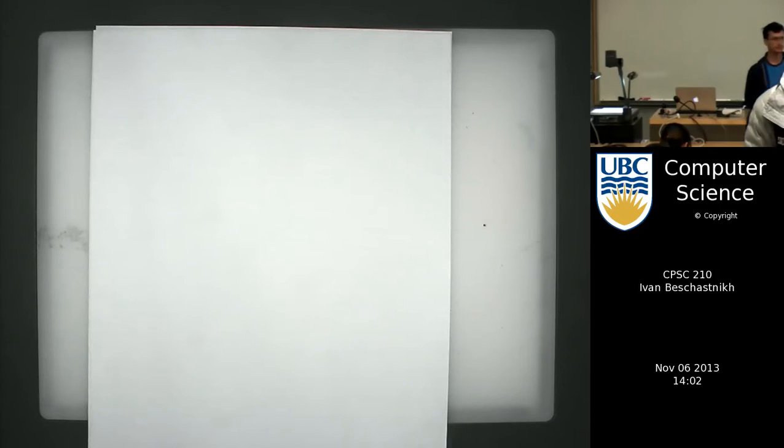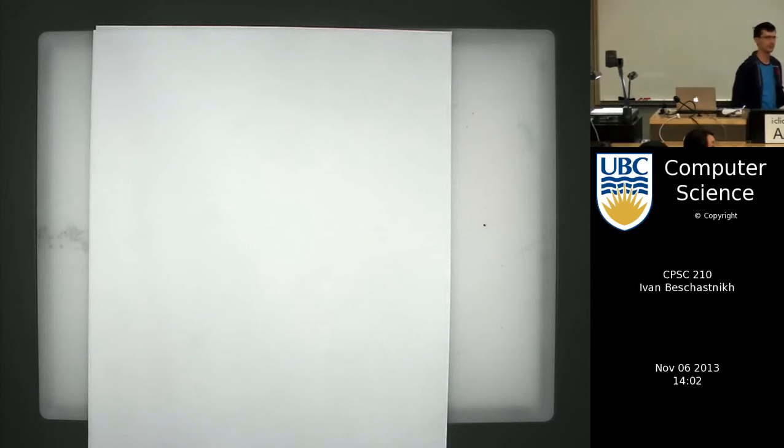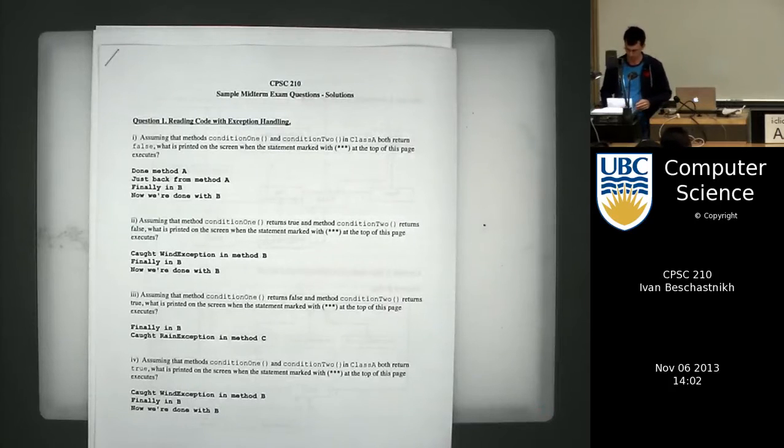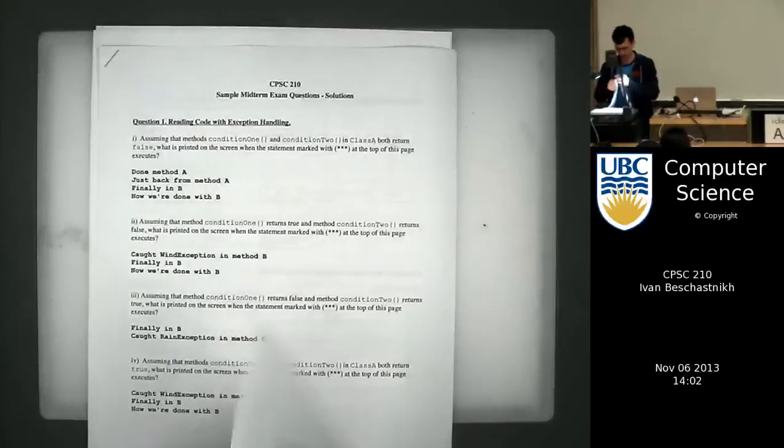So question one of the second midterm, in class B, the system out print line has just back from method A after the my.a.method A is invoked. I can't hear you. Are you talking about a question on a midterm? The sample? Which one? Question one. Okay. You're going to have to shout or people are going to have to be more quiet. Okay, so let's look at this.